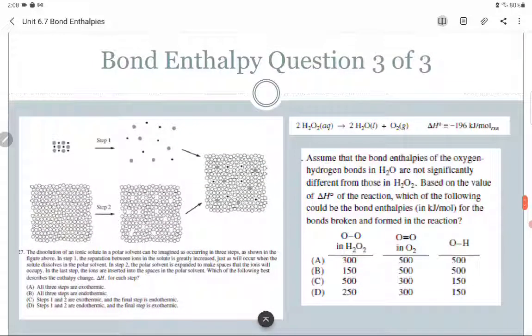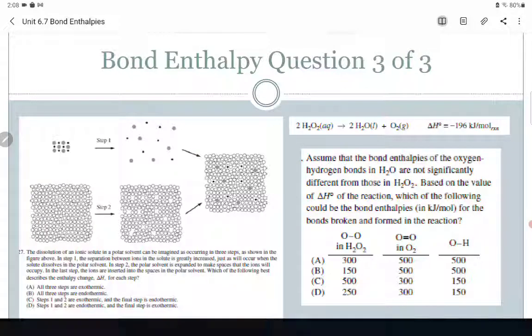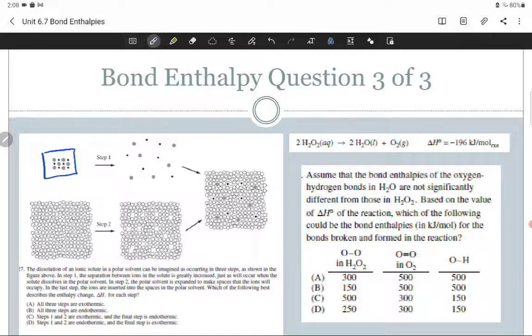Question 3 of 3 for release bond enthalpies. We've talked about this before. We've never seen a drawing of this, but up here, that's an ionic compound. And the ionic compound has to break up into ions. Break bonds. Breaking bonds is endothermic. It has to absorb energy.